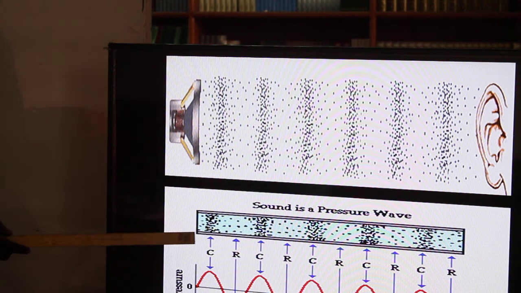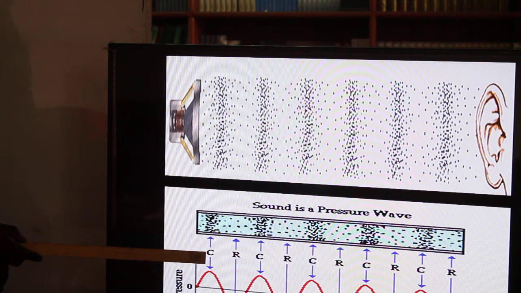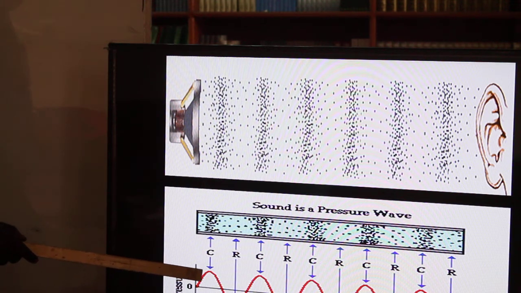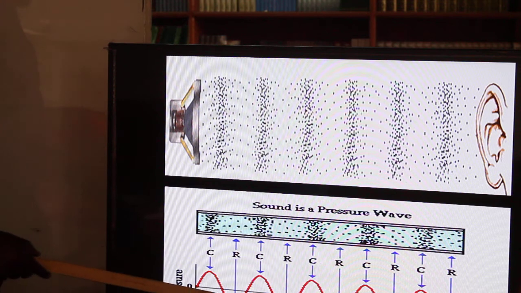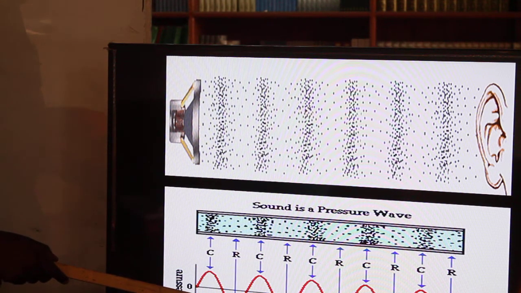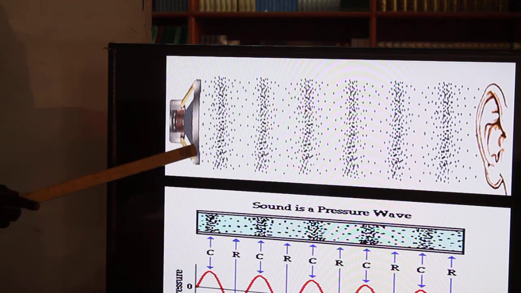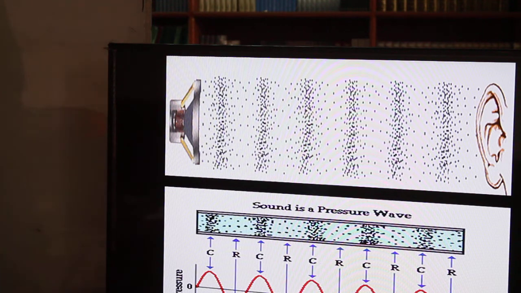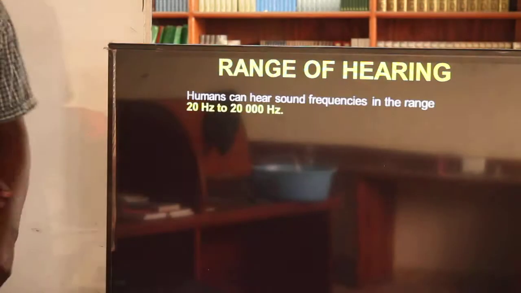The C represents the compressions, the R represents the rarefactions. A continuous arrangement like this can be portrayed on a cathode ray oscilloscope as a wave with crests and troughs. So in this case, the crests represent the compressions, the troughs represent the rarefactions. And the sound wave will be transmitted from the source to the ear, which can perceive it and interpret the words depending on the particular human being.